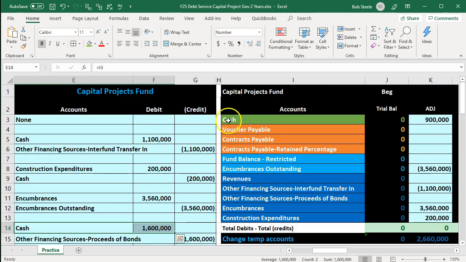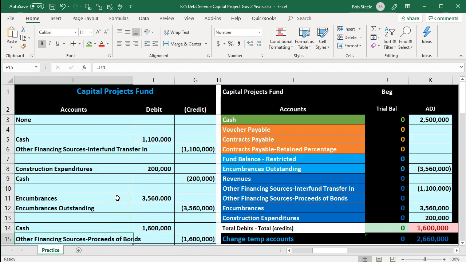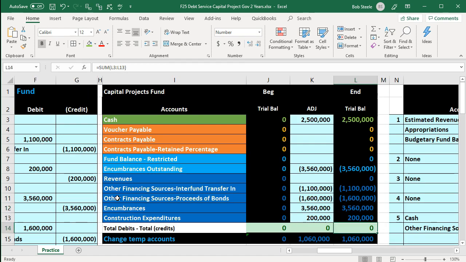We got cash up top, in cell K3. Something's in it, so I'm going to say F2 plus F2. And then scroll back down and we'll pick up the debit to cash. And then the other side's in other financing sources on the bonds. We've got proceeds on the bond. That's going to be in K11 equals, and scrolling back over we'll pick up the credit and enter. And there we have that. So the debits equal the credits, and so we're good to go.